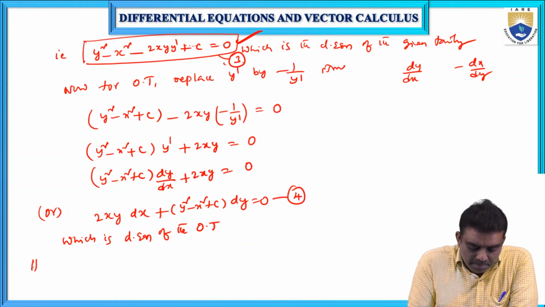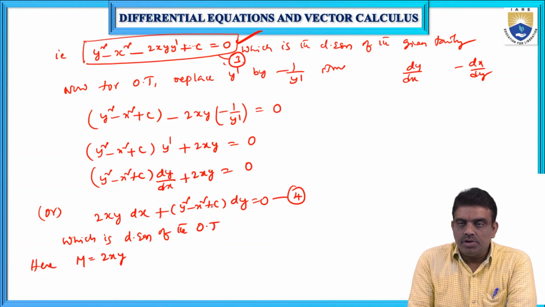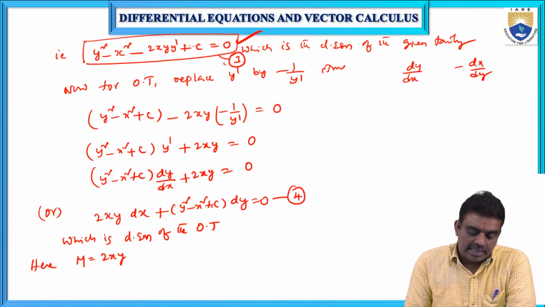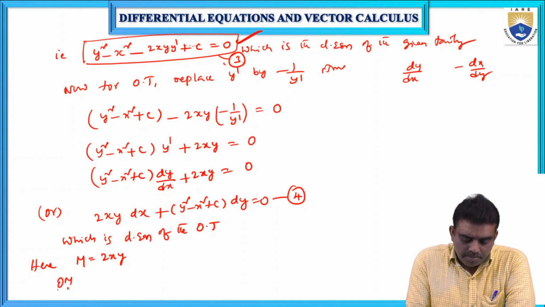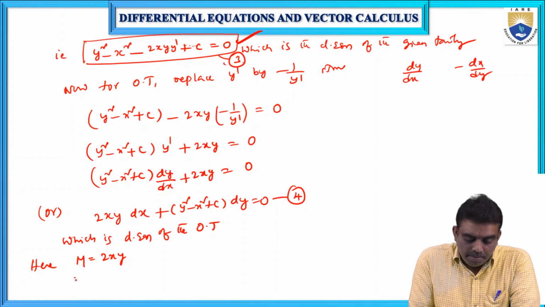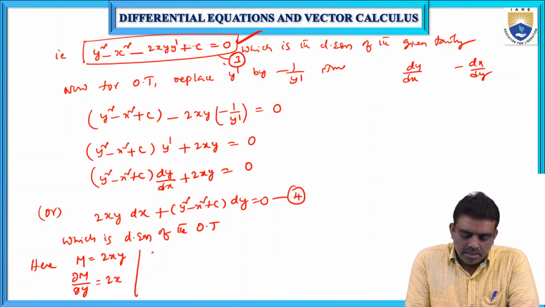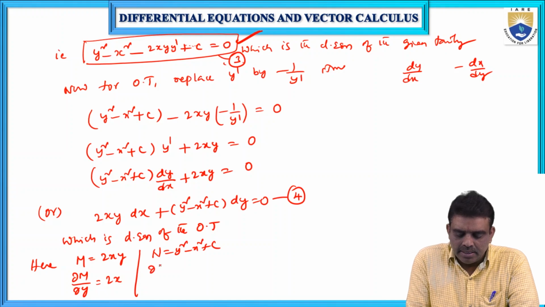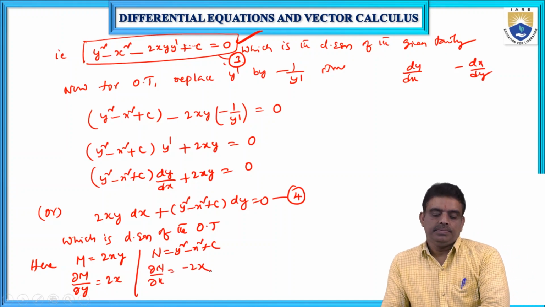method. Here, what is M? Here, M is equal to 2xy. On solving this equation, we will get the required family of orthogonal trajectory curves. So, what is dou M by dou y? That is equal to 2x. And similarly, N is y square minus x square plus c, and dou N by dou x is equal to minus 2x.